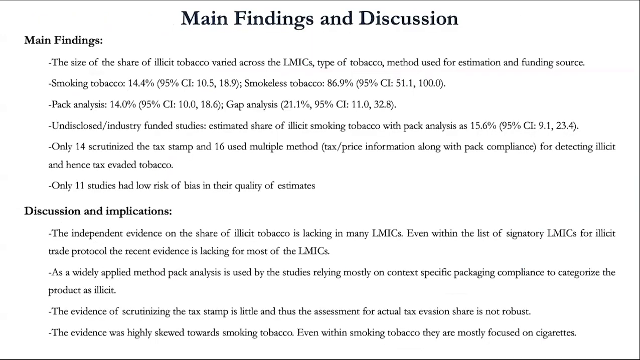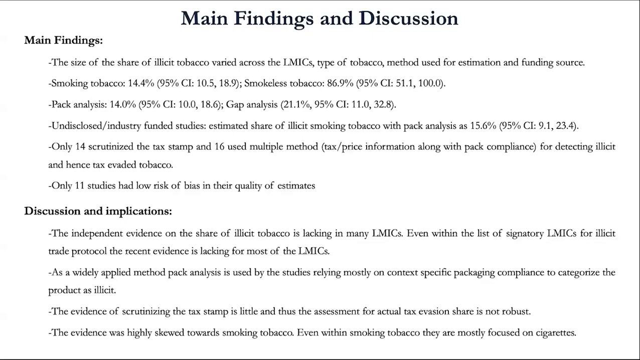Now, what are the main findings that can be summarized from these statistical numbers? We can see that the size of the share of illicit tobacco varied across the low and middle income countries. This estimate varied on the type of tobacco, depending on the method used for the estimation, and also depending on the funding source as well. We have seen that the overall share of illicit tobacco in the low and middle income countries for smoking was 14.4%, while the overall share of smokeless tobacco was more than 6 times that, standing at around 87%. That is, 87% of the smokeless tobacco in these low and middle income countries was illicit or tax evaded.